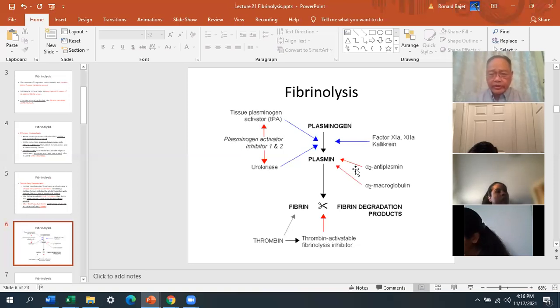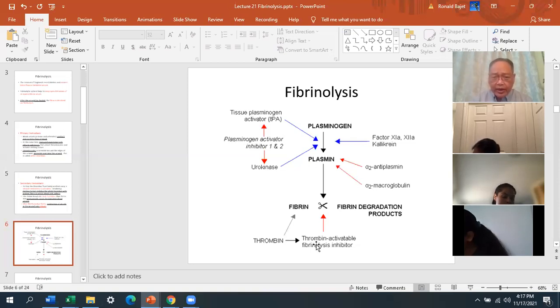Two other inhibitors that you need to know are the two alpha 2s. So that'll be easy to remember. So alpha 2 antiplasmin, the name itself tells you that it's an antiplasmin, okay? Alpha 2 antiplasmin and alpha 2 macroglobulin. So just remember, the two alpha 2s are inhibitors, meaning that it will inhibit the action of plasmin. So in the presence of these two, plasmin will not chop the fibrin, okay? It'll stop fibrinolysis. Plasminogen activator inhibitor will inhibit tissue plasminogen activator, which is an activator, and it'll inhibit urokinase. So those are the main components of fibrinolysis.